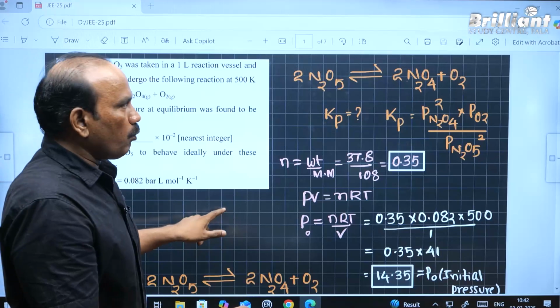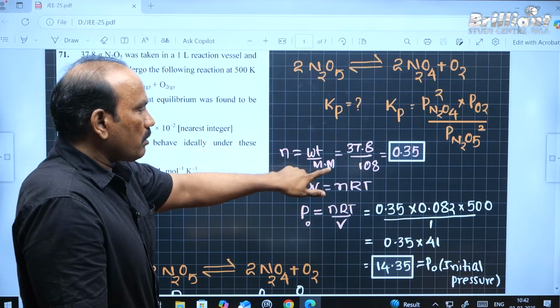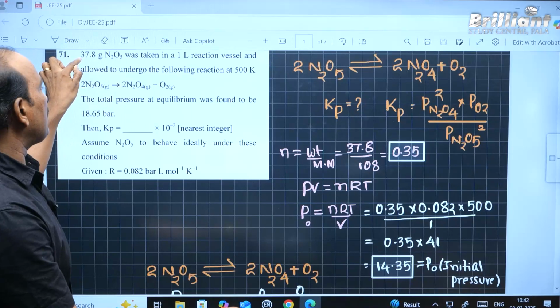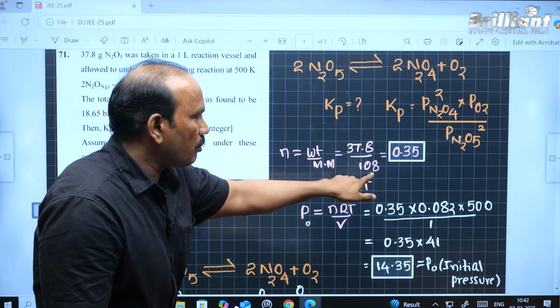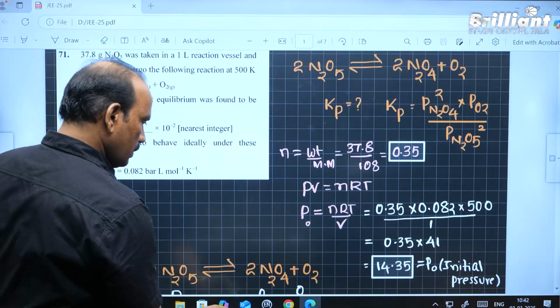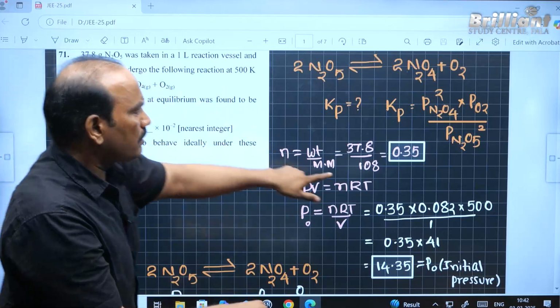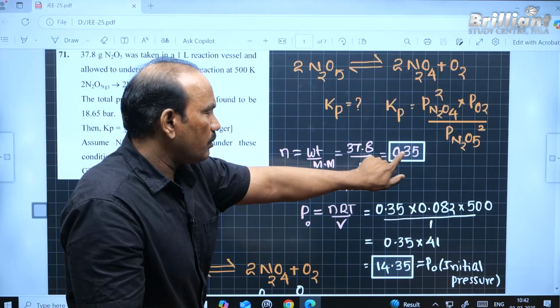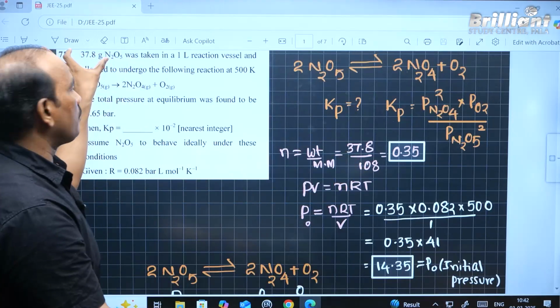First we calculate the moles. How many moles? Moles equals weight by molecular mass. Then 37.8 by its molecular mass, N2O5, its molecular mass is 108. How many moles are there? 0.35 moles. Okay. These are the given moles.